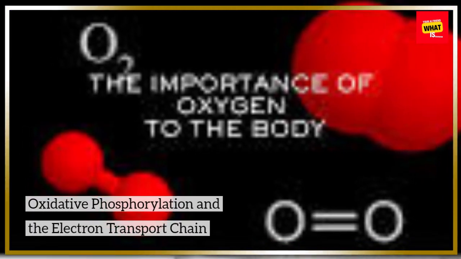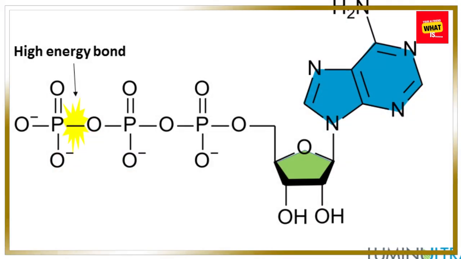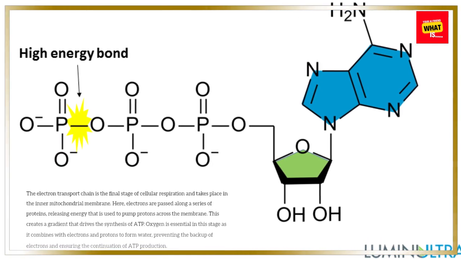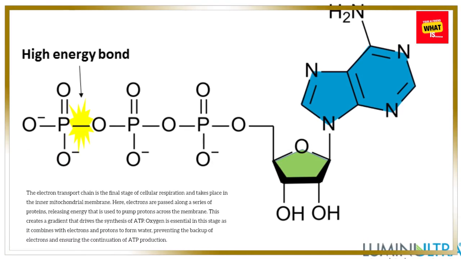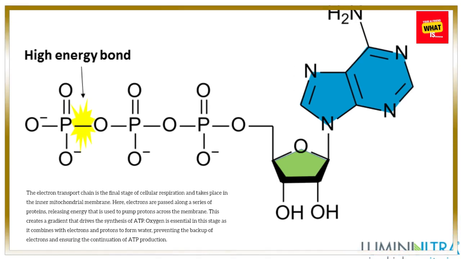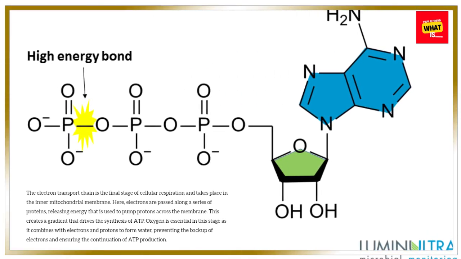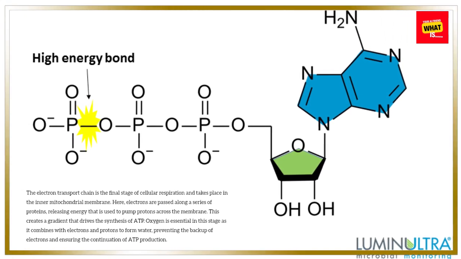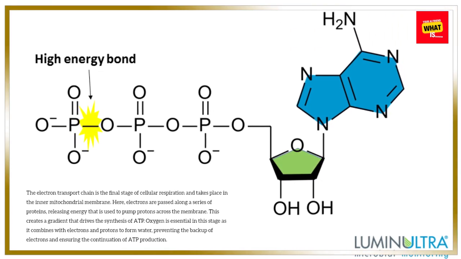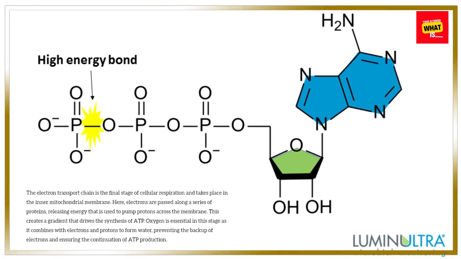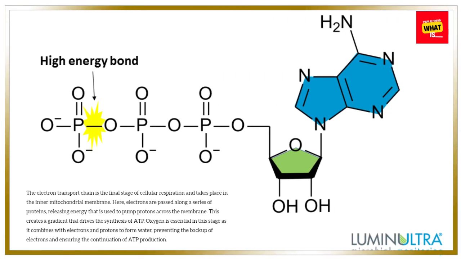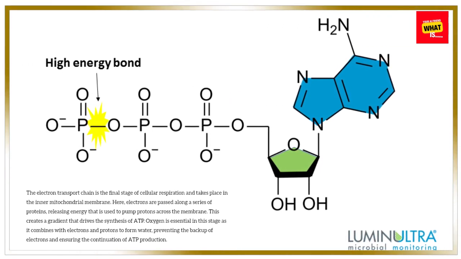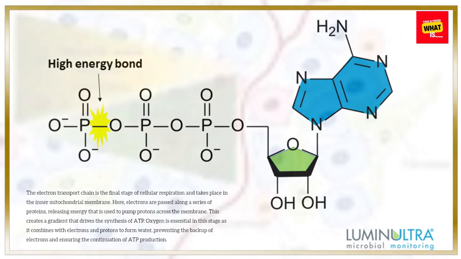Oxidative phosphorylation and the electron transport chain. The electron transport chain is the final stage of cellular respiration and takes place in the inner mitochondrial membrane. Here, electrons are passed along a series of proteins, releasing energy that is used to pump protons across the membrane. This creates a gradient that drives the synthesis of ATP. Oxygen is essential in this stage as it combines with electrons and protons to form water, preventing the backup of electrons and ensuring the continuation of ATP production.